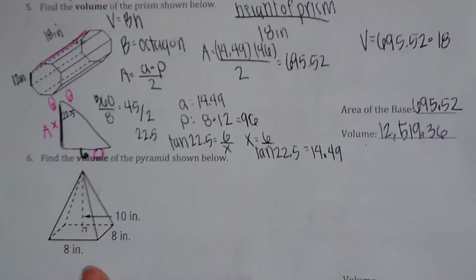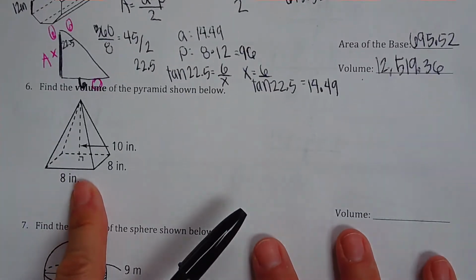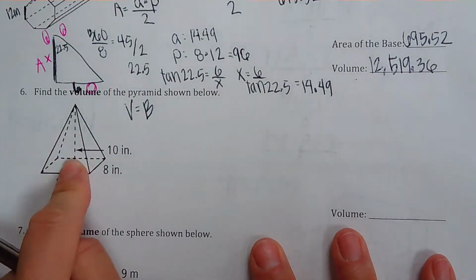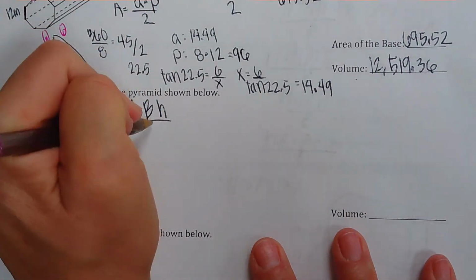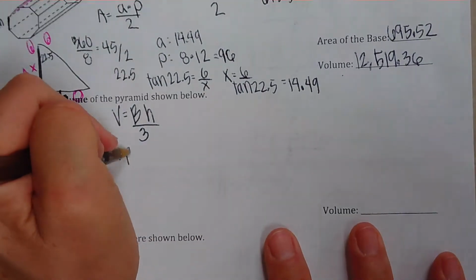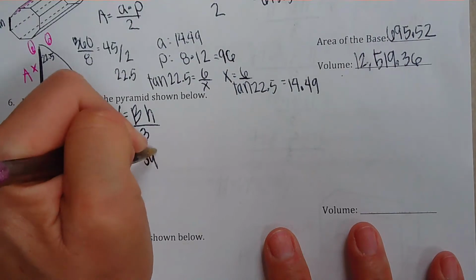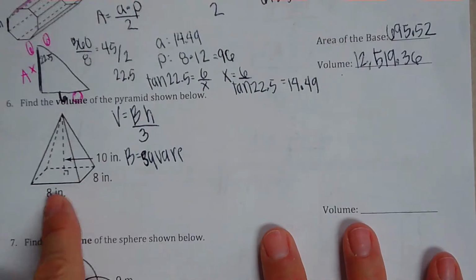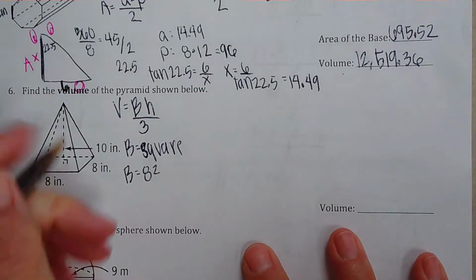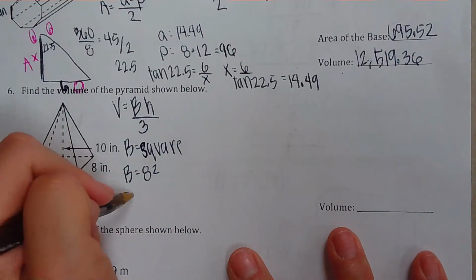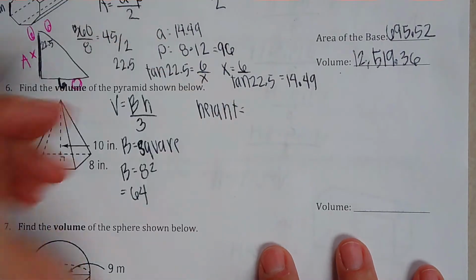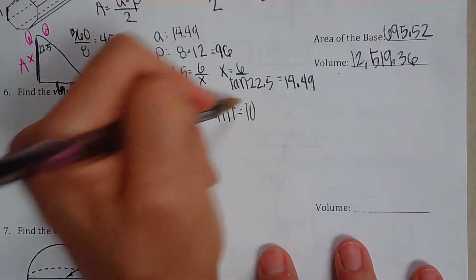Okay, so moving along, we have to find the volume of the pyramid shown below. So volume is going to be equal to the area of your base, and that's a nice looking base, times your height divided by 3. The area of my base is a square in shape, right? 8, 8, 8. So big B is going to be equal to 8 squared, which is 64. My height is nice. It's just given to me right here, which is 10.